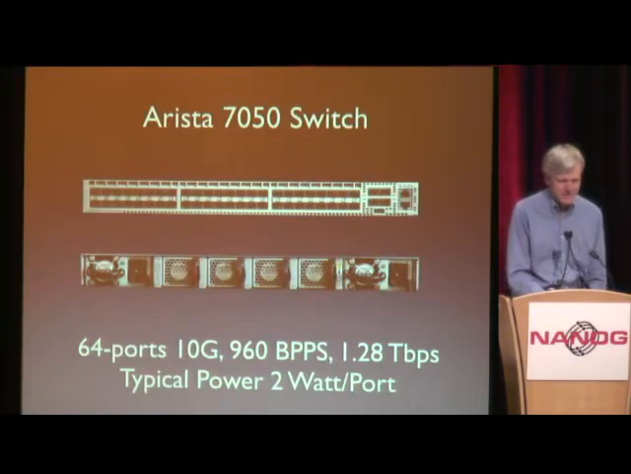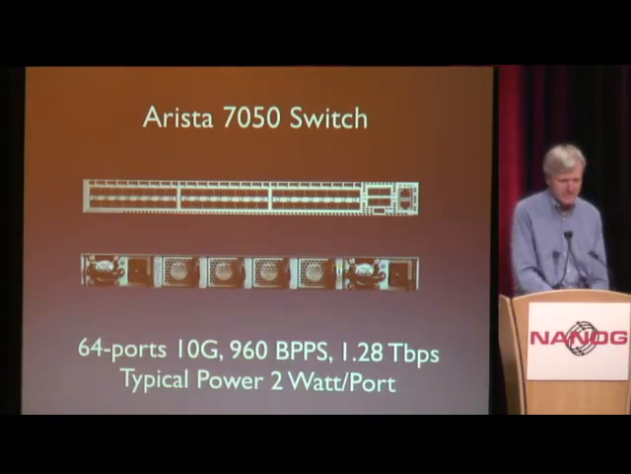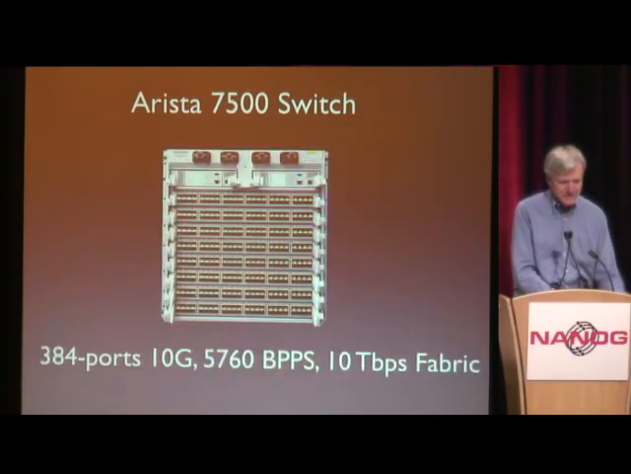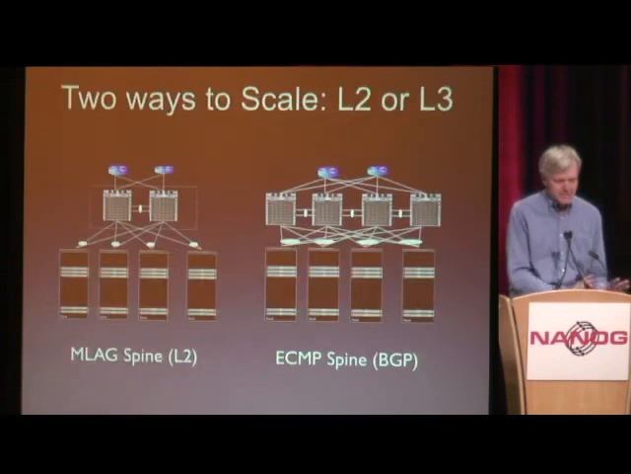One is our Arista 7050 rack-top switch. This is the one with the 64-port single silicon doing 1.28 terabits throughput at a typical power of 2 watts per port. And the second one is our modular chassis switch, which is 384 ports, 10 gig non-blocking with a 10 terabit fabric. Now there are two ways to scale networks easily.